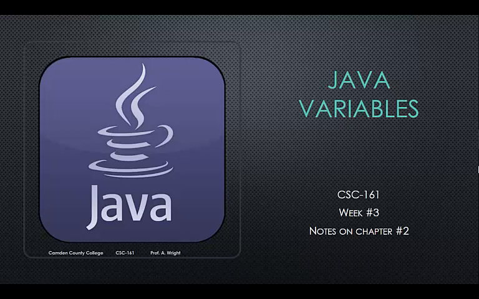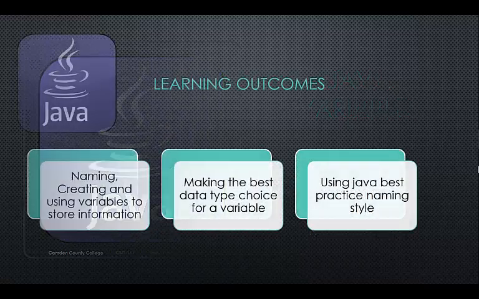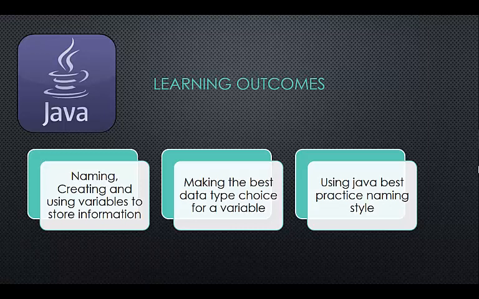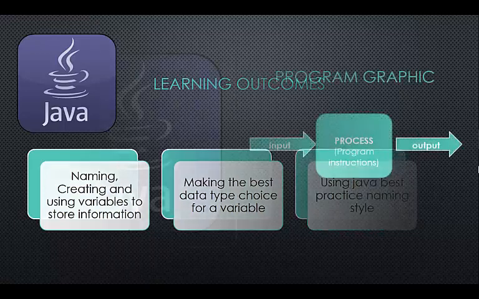These video notes give an overview of Week 3 topics and lay the foundation for writing Java programs. Here are the learning outcomes: naming, creating, and using variables to store information, making the best data type choice for a variable, using Java's best practice naming style.